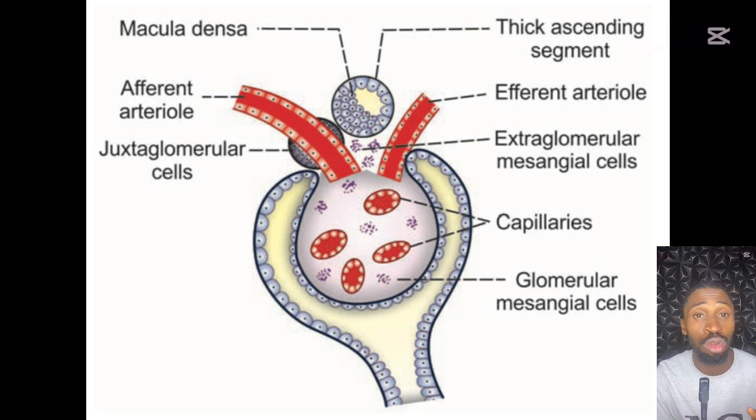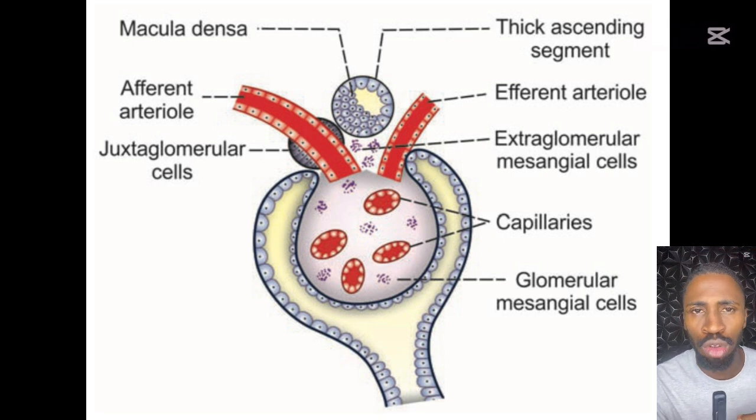Now they are divided into four. The first one is the Macula Densa, which we talked about in the last video. The second is the Extraglomerular cells. The next one is the Intraglomerular cells, or the glomerular cells. The last one is the Juxtaglomerular cells. Don't forget: the Macula Densa, the Extraglomerular cells, the Intraglomerular cells, and the Juxtaglomerular cells on their own.